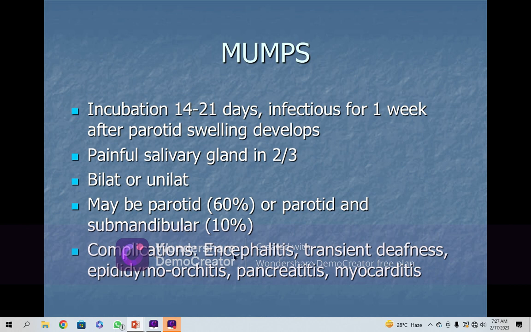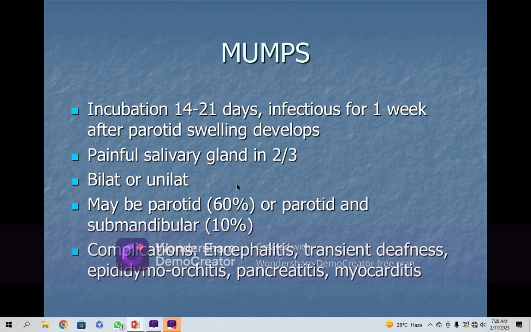The complications are encephalitis and transient deafness. A very important thing is epididymo-orchitis, or oophoritis. Both conditions can cause infertility. Pancreatitis is a very important complication of the mumps: pain in the abdomen after the development of swelling in the parotid glands. A child of 6 years is presented with an acute abdomen. What is the most likely differential diagnosis? Most likely diagnosis is definitely pancreatitis occurring because of the mumps.